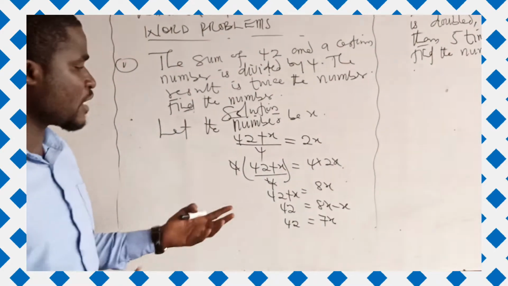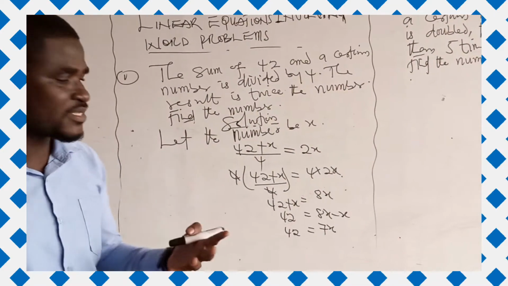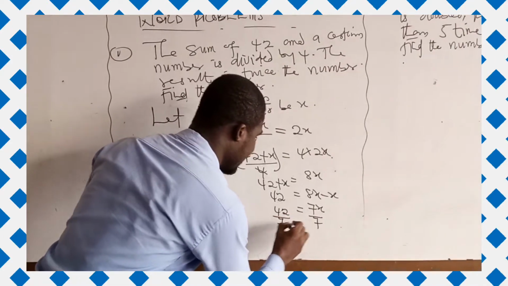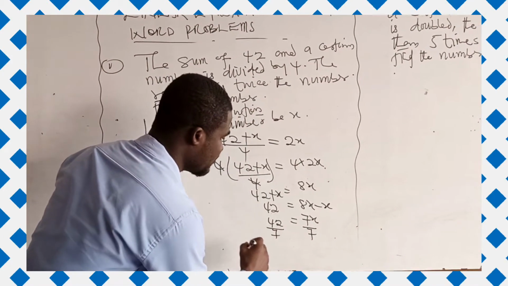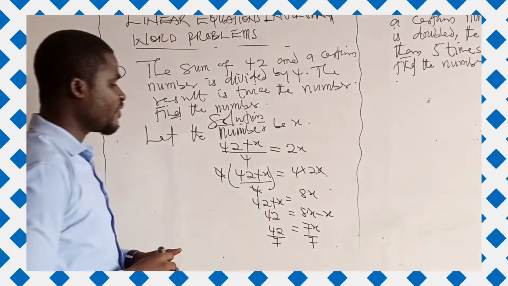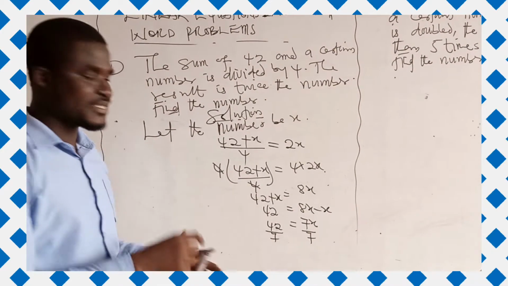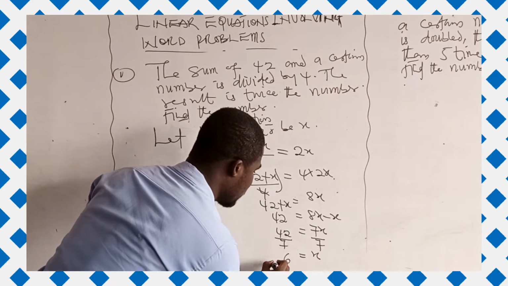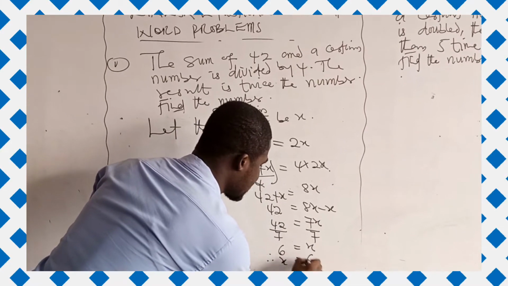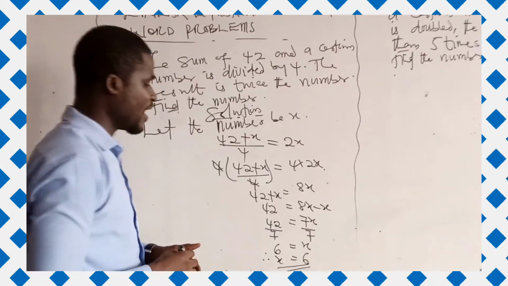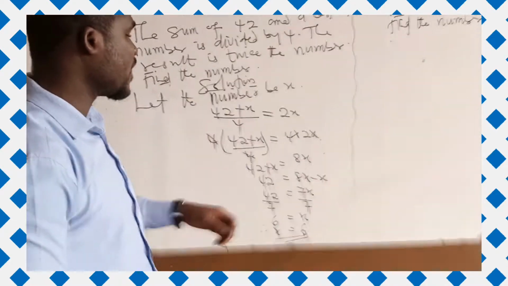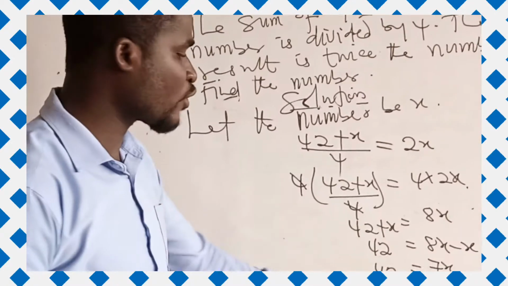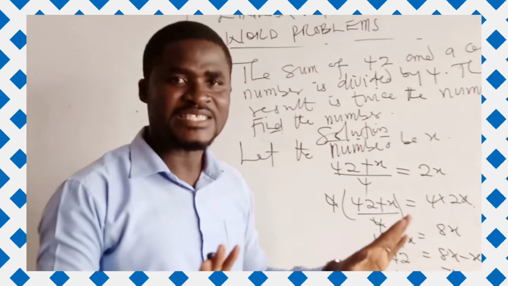Now you're looking for X, so you have to divide both sides by the coefficient of X. That's 7. So 7 here, 7 here. You're going to have 42 divided by 7, which will give us 6. So 6 equals X. Therefore, X is equal to 6. This is your final answer. The certain number we are talking about is 6. And we are getting the steps.